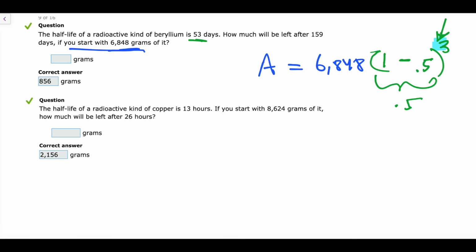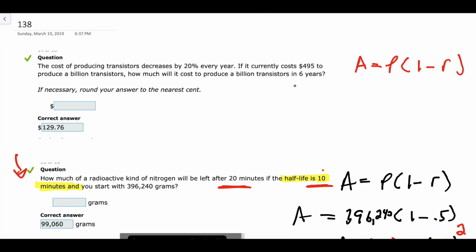Okay, go ahead. So this one here, we have a 20% decrease. Well, guess what we're putting there? The 20%. Yeah, so now instead of going half every so often, it's just going to go by 20% every so often. All right, so A equals P times 1 minus 0.2. And if it currently costs $495, that's what it originally is, and we're doing our 20% decrease. Well, 1 minus 0.2 is what? 0.8.